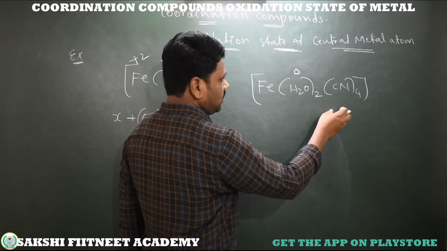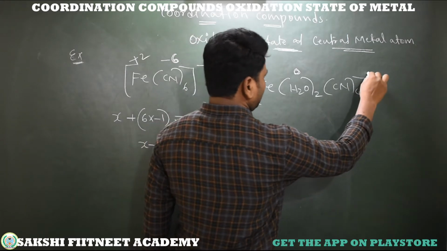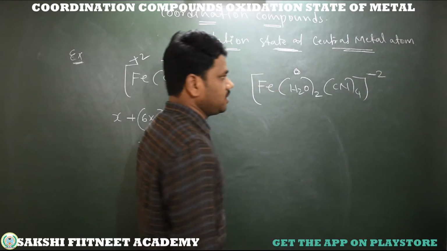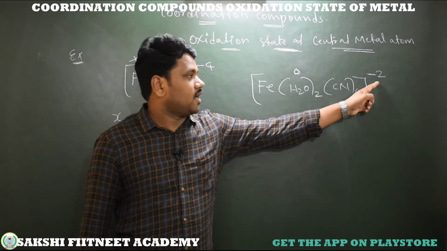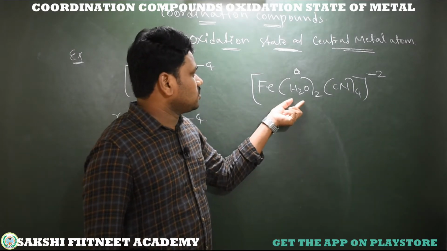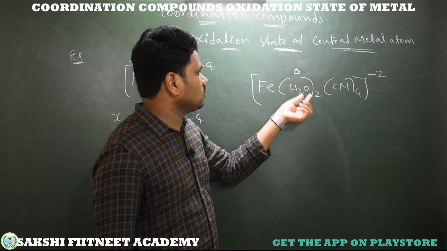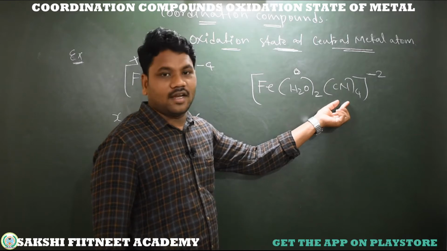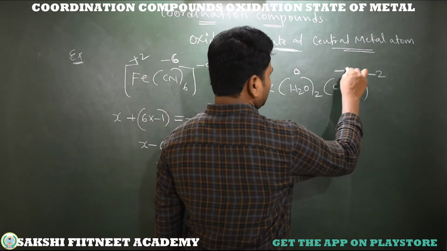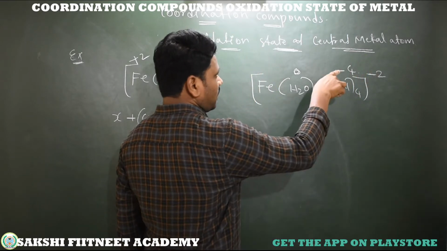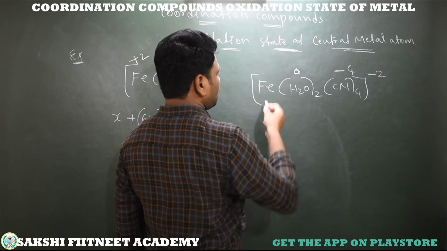See, each cyanide gives -1 oxidation state. Before that, I am just assigning the total charge of this coordination sphere as -2. The total charge of this coordination sphere is -2. Water molecules give 0 oxidation state, 2 water molecules are there, so total 2 into 0, 0. Each cyanide ligand gives -1 oxidation state. 4 ligands are there, so the total charge is -4. See, -4, and the total charge is -2. So obviously, what about the charge of ferrous?